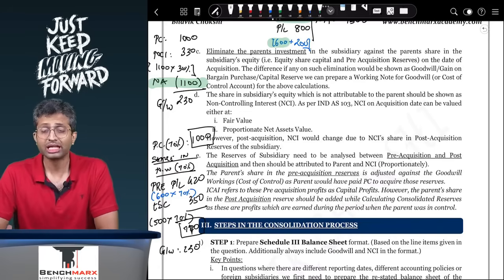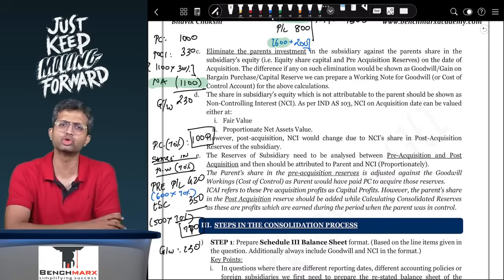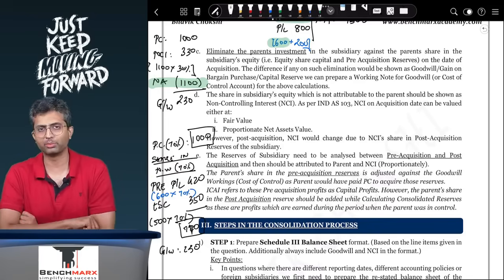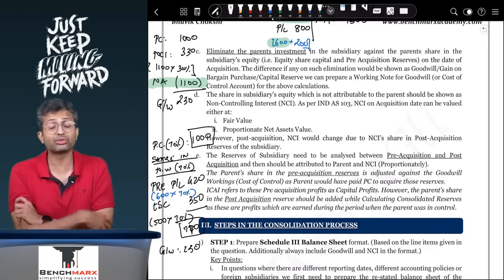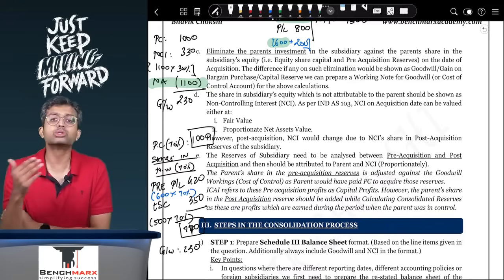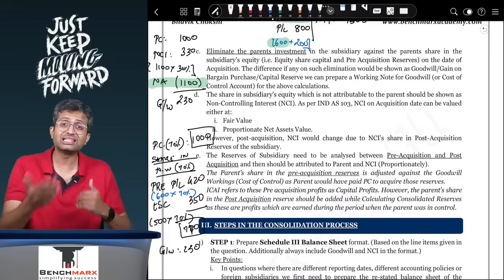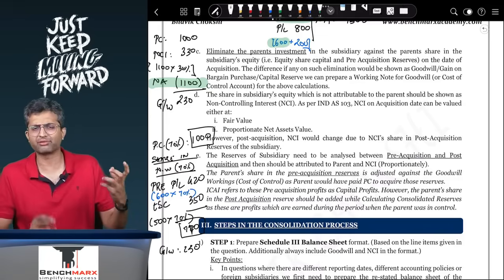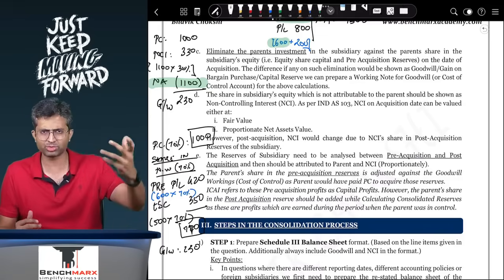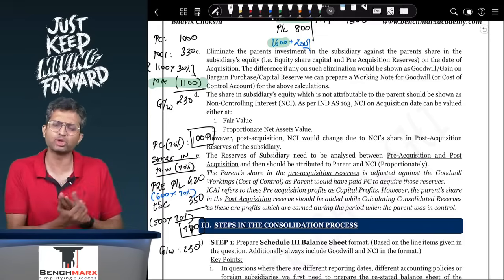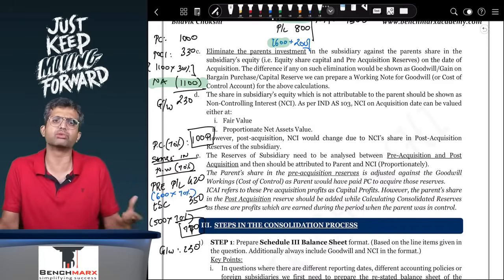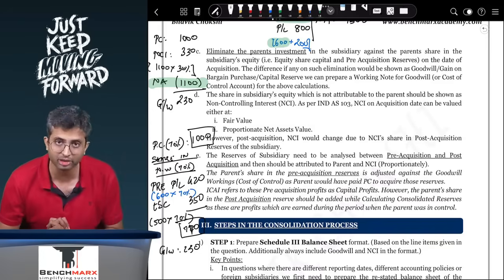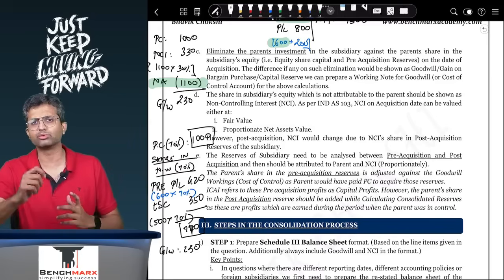This goodwill will not change, and currently this goodwill is calculated assuming this is the partial goodwill method, NCI using proportionate net assets. This goodwill can also be calculated using the full goodwill method, in which case NCI will have to be calculated using the fair value, and then you will have to take the investment, that is for 70%, plus the fair value of the non-controlling interest minus 100% of the net assets or net worth as on the date of acquisition. That will give you the full goodwill.